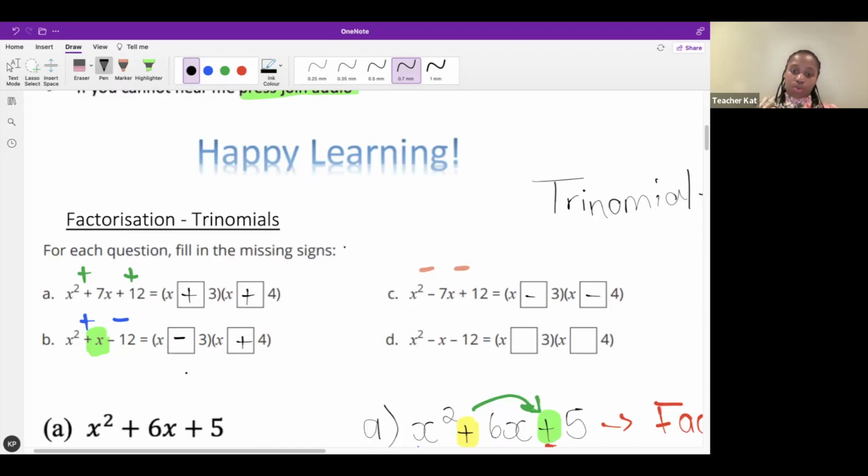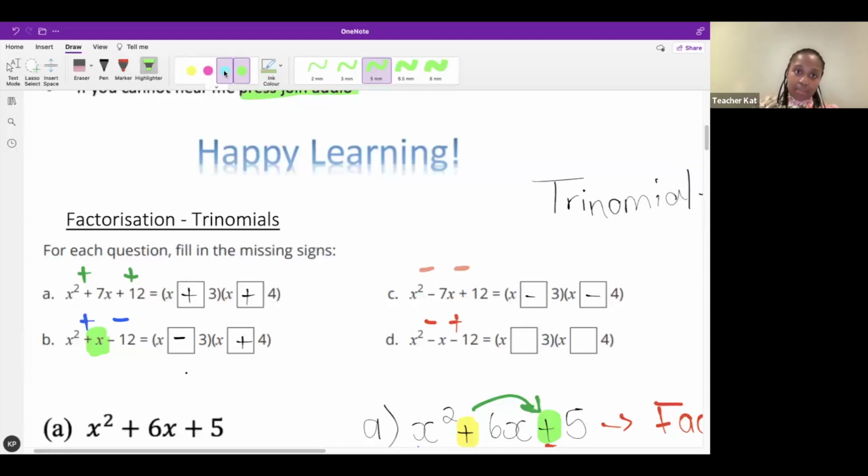Okay, let's look at the last one. We're on D now. According to the sign, what will my first sign be? My first sign will be a negative. And that means the second one will be a positive, because it's a change.